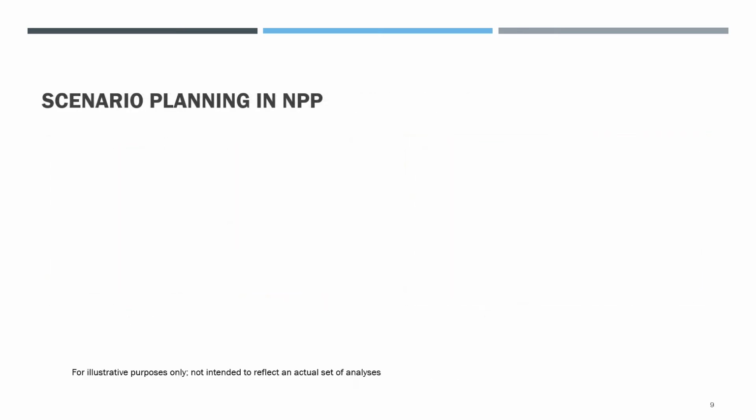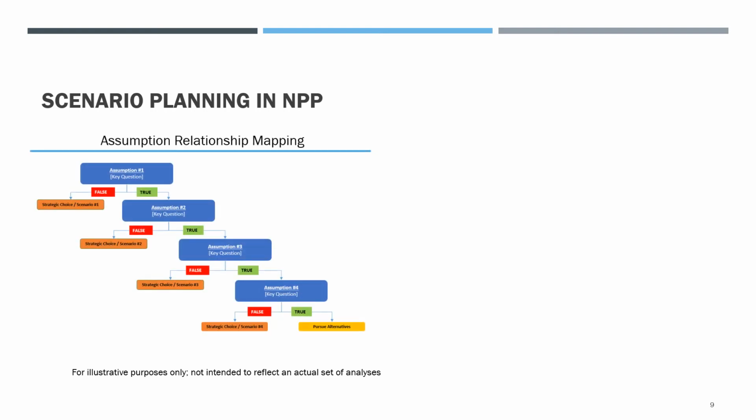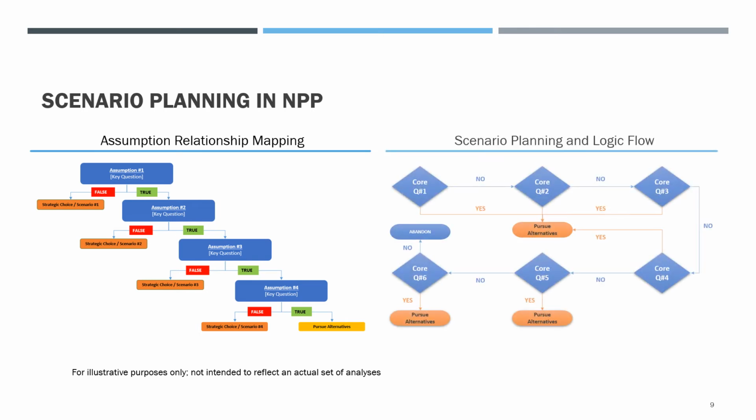Given the uncertain nature of the information we have access to in new product planning, scenario planning can be a helpful exercise to work through with your team. One exercise that can help is to map out key assumptions and work through the different possible scenarios depending on if the assumption is true or not. A related exercise is to work through critical questions and potential scenarios along with recommended actions.